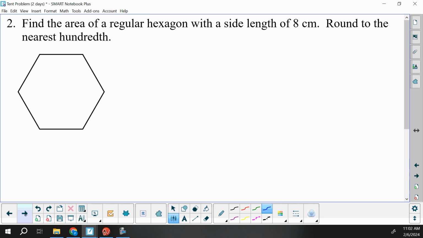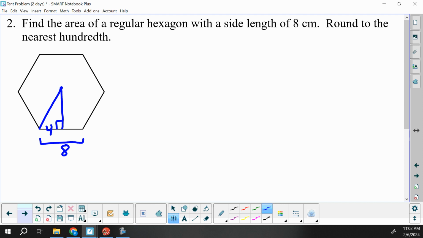All right, let's go down to the next one. This time we have a hexagon. They tell us that a side length is 8, and we're going to find the area. So let's draw in our apothem and draw in a radius, and we've got our right angle. Because of the 8, we know the apothem bisects the side, so this side is 4.